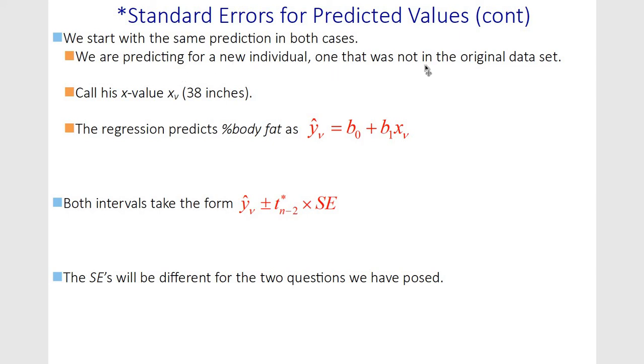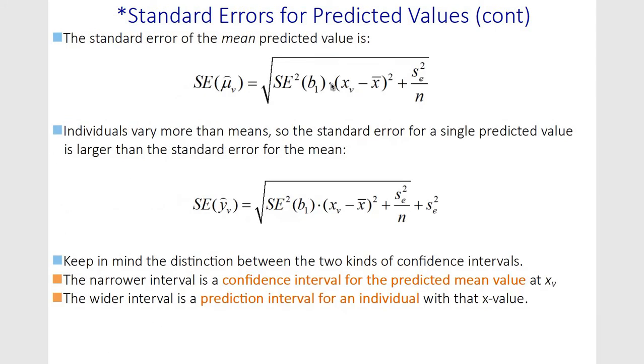Well, we start with the same prediction in both cases. So we're predicting for a new individual, going back to those same two questions, one that was not in the original data set. We'll call his value this. The regression predicts his body fat as this, right? Your intervals take this form, but the standard errors will be different for the two questions we posed. So while it starts off the same with both of those questions, the standard error is going to be different. The standard error of the mean predicted value, so the average predicted value, is this. Well, individuals vary way more than means. So the standard error for a single predicted value is larger than the standard error for the mean. So what I predict for a person is going to vary a lot more than what I predict for the population. Think of it like that.